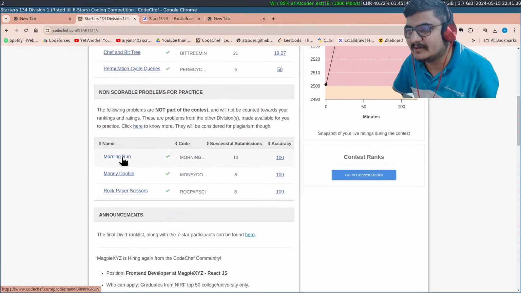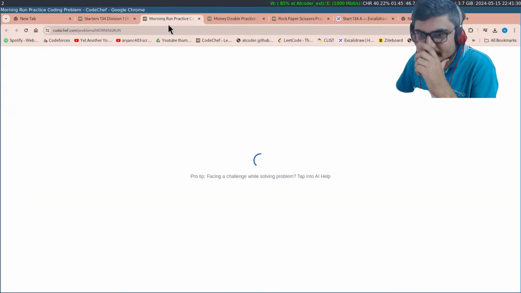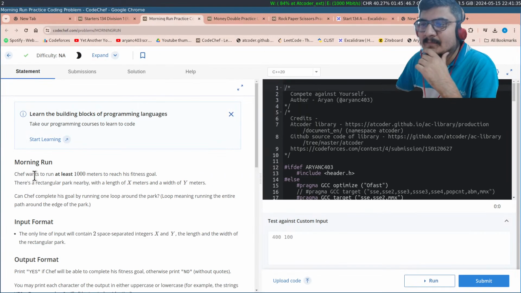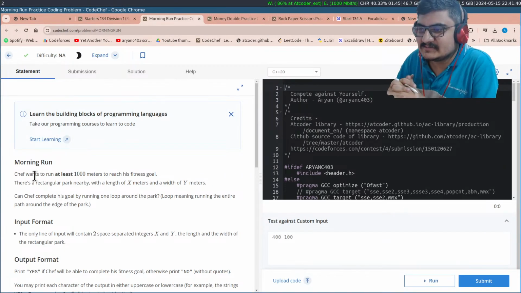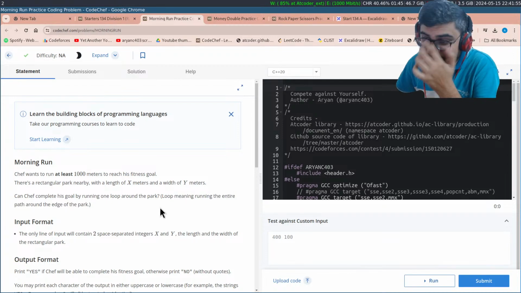Let's go with the Div 1 problems first. Chef wants to run at least 1,000 meters to reach his fitness goals. There is a rectangular park nearby with a length of X meters and a width of 5 meters. Can Chef complete his goal by running one loop around the park? Loop means running the entire path along the edges of the park.